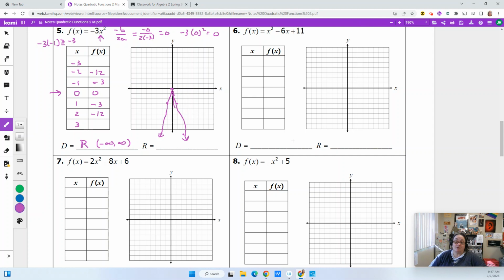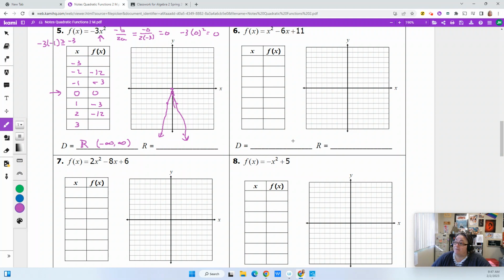For the range, though, the range is all possible outputs, right? Which means that they are going to start at your minimum or maximum y value and either go on towards infinity or go on towards -infinity. So in this case, they point down. So I know that they're going to go on towards -infinity forever. And they are going to start at 0, right? Because y here equals 0.